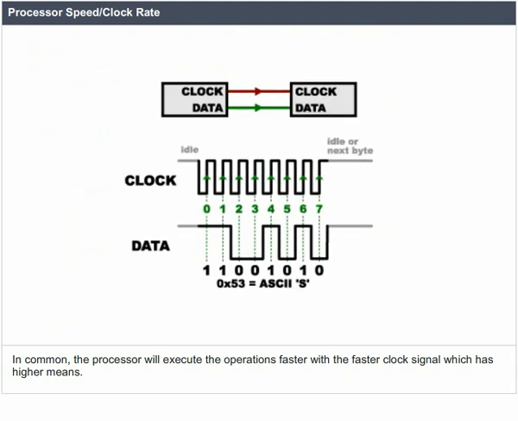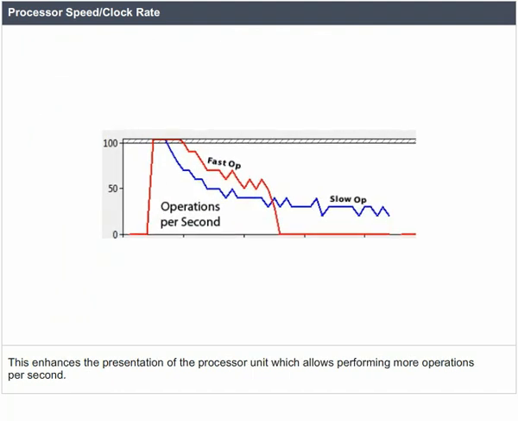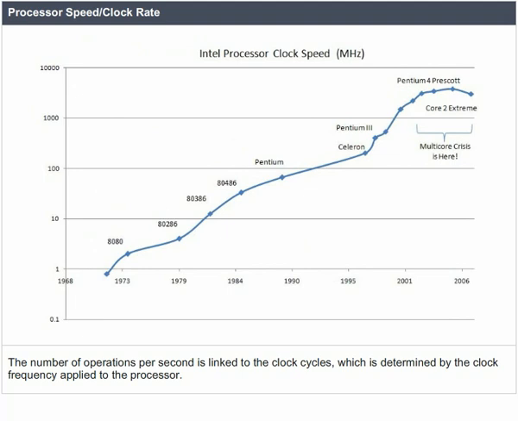In general, the processor will execute operations faster with a faster clock signal, which means a higher frequency. Today, the Pentium processors run at speeds of 200 MHz or greater, which is significantly higher than previous releases. This enhances the performance of the processor, which allows it to perform more operations per second. The number of operations per second is linked to the clock cycles, which is determined by the clock frequency applied to the processor.